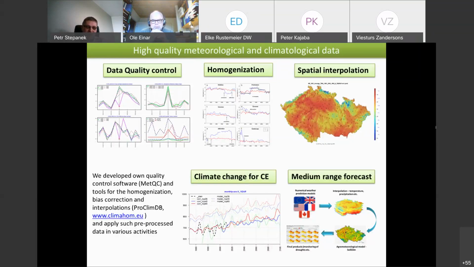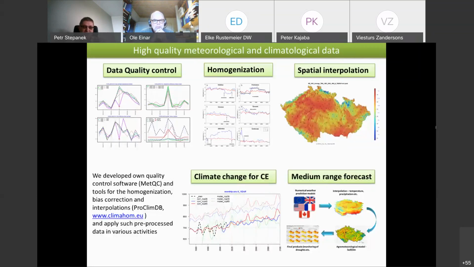So now I will finally move to applications where we apply this quality controlled and homogenized data. One of the applications is in climate change for Central Europe. You know that climate models have big biases. For instance, in Czech Republic, they are about 1 degree centigrade colder, and they give you about 150 millimeters more precipitation.